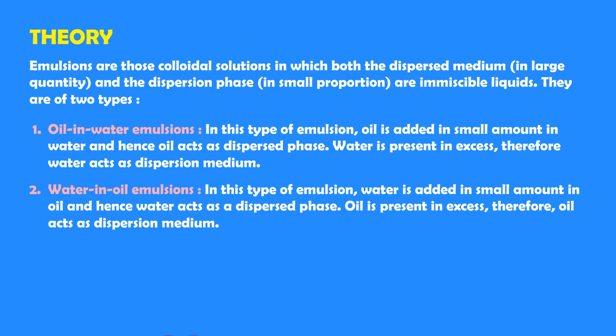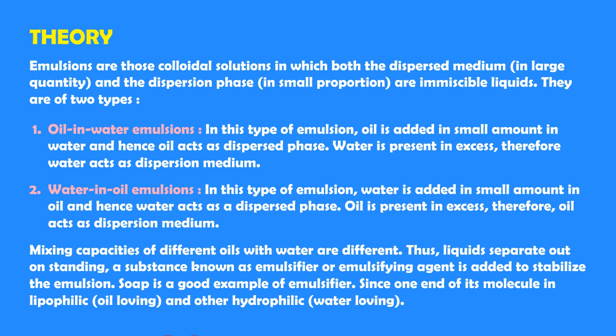Water in oil emulsions. In this type of emulsion, water is added in small amount in oil and hence water acts as a dispersed phase. Oil is present in excess, therefore oil acts as dispersion medium.